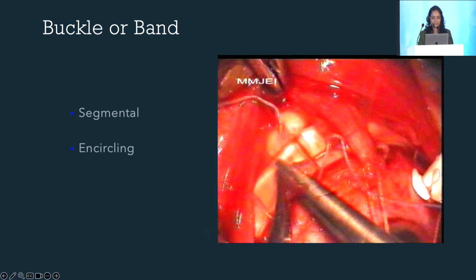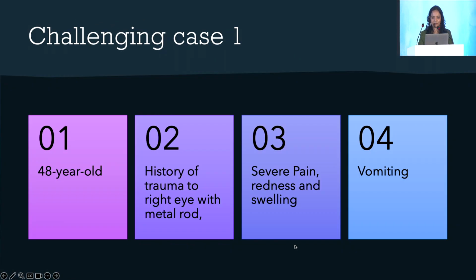So to make this presentation a little more interesting, I'll be presenting my challenging cases that I've encountered in the past 2 or 3 years. This is the first challenging case.